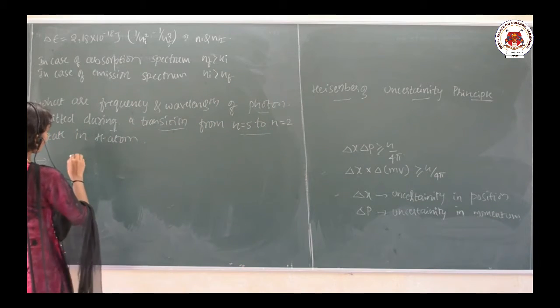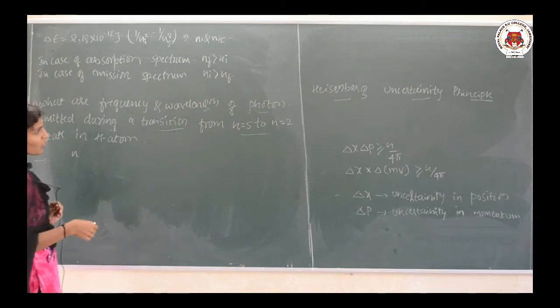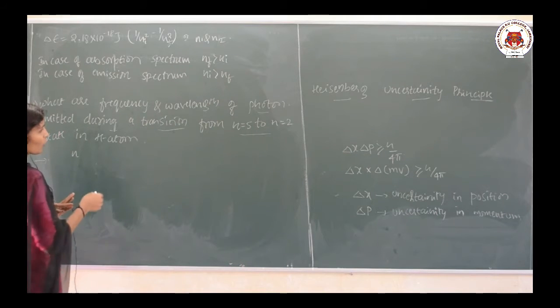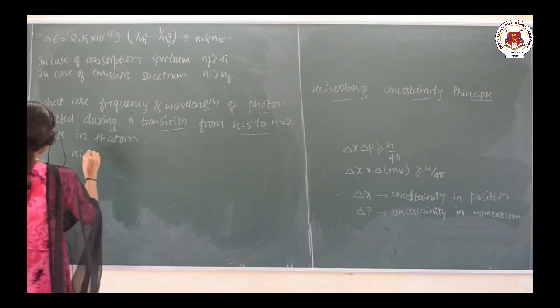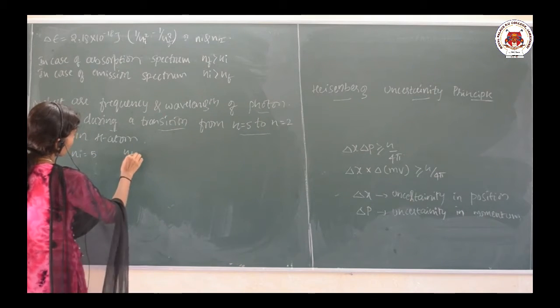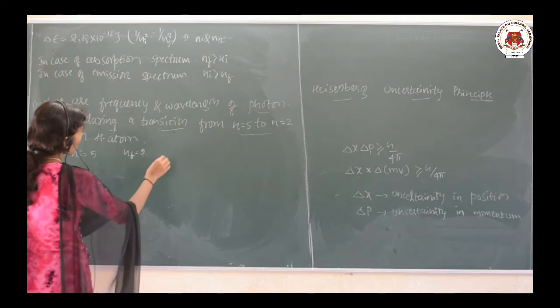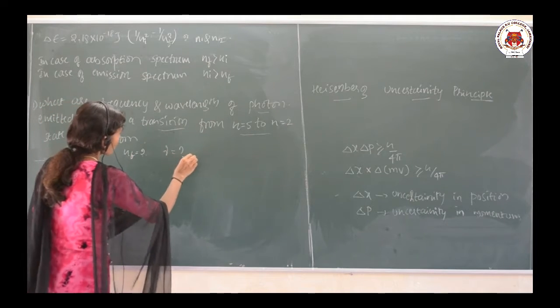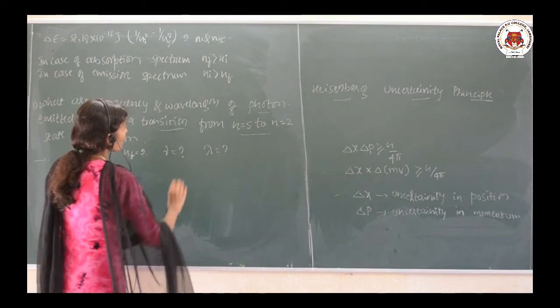What they have given is the transition. So n equals 5 means initial, so take ni equals 5. You can take ni equals 5 and nf, final, is 2. And then what they have asked: frequency nu, and wavelength lambda.